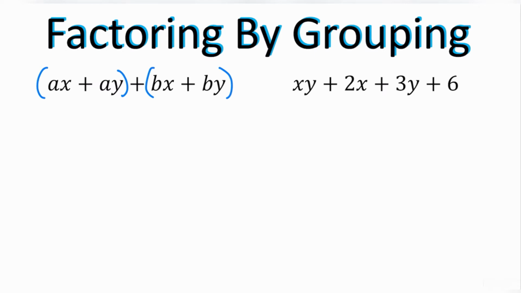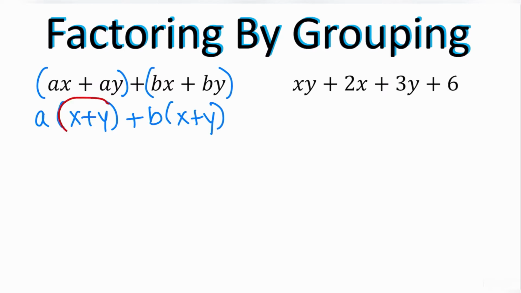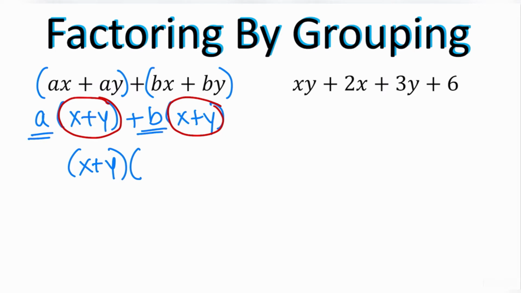In the first group, you're going to take out the a because they both have an a in common. From the second group, you're going to take out a b. They both have a b in common. So notice that once I factor those out, I am still left with a common factor. They both have x plus y in common. So what we're going to do is factor that out. We're going to write in one parenthesis x plus y, and in another parenthesis we're going to write exactly what we are left with. In this case, it's a plus b.